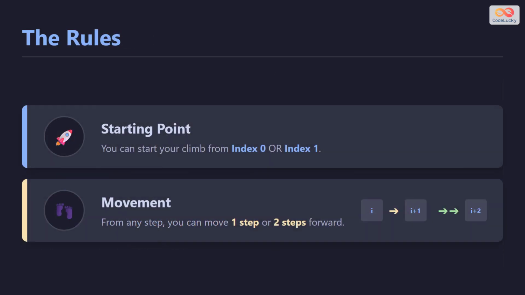Let's clarify the rules. First, you have the flexibility to start your climb at either index 0 or index 1. Second, from any given step, you can jump to the next step or skip one step to land on the one after that. These choices are key to finding the cheapest path.